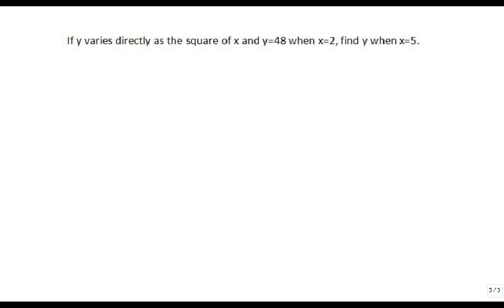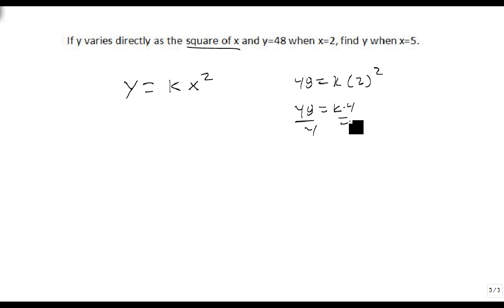So, what though if we have y varies directly with the square of x? So in this case we have y equals our constant still and x squared. Well, when y is 48, then x is 2, so 48 equals k times 2 squared, so 48 equals k times 4. Divide both sides by 4, and it looks like k is 12.